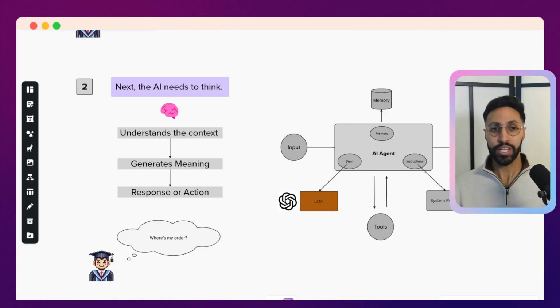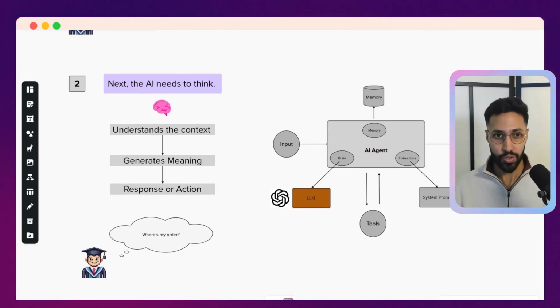This is the part that actually processes the input and decides what to do next. And it takes the information it received and understands the context. Is this a question, a request, a complaint? It extracts meaning. What exactly is the user asking for? And it generates a response or an action. Should it reply? Should it retrieve data? Or should it trigger a task? For example, if a customer were to ask, "Where's my order?" the LLM could recognize that it is a tracking request. And it figures out what the information is needed to answer.